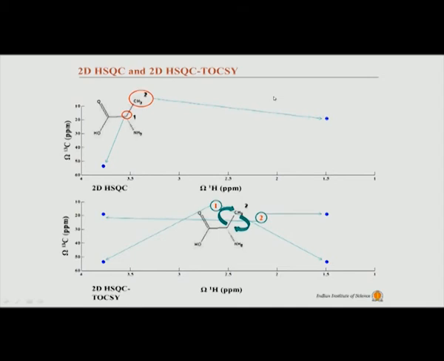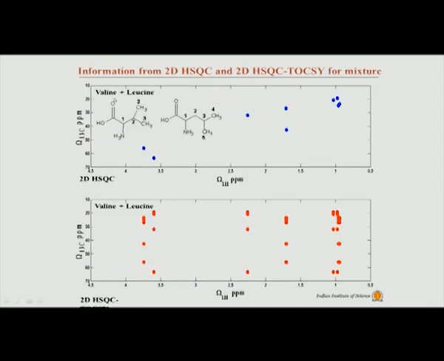Let us take an example here: a mixture of an amino acid called valine with another amino acid, leucine. So, let us say I have combined the two in my sample and mixed them.